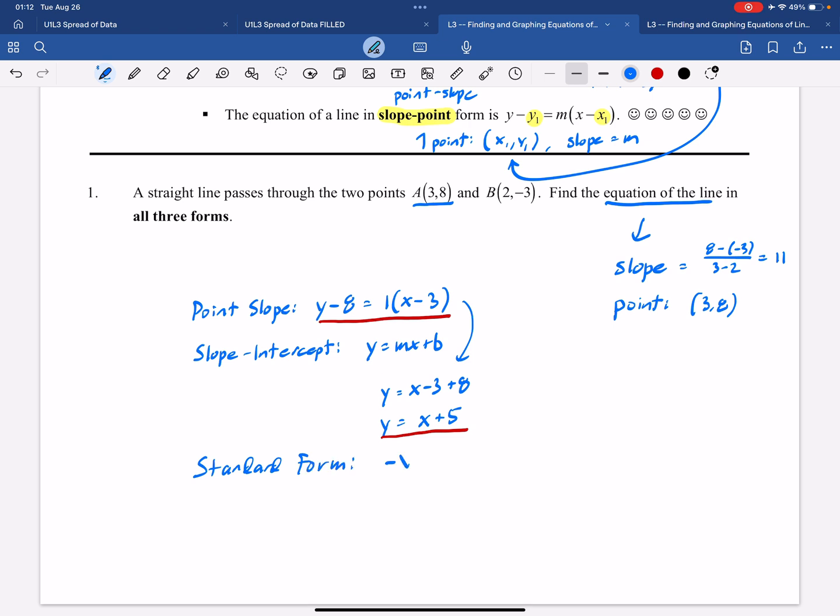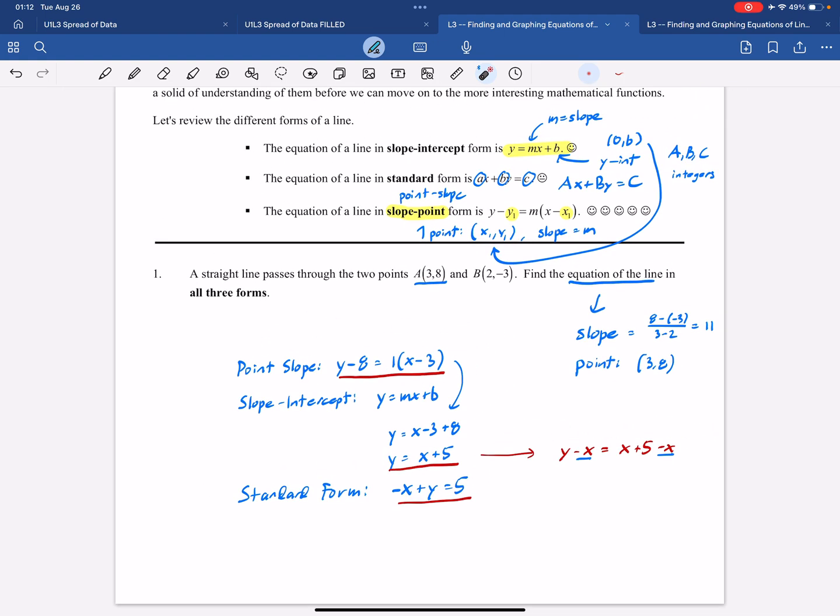is gonna be negative x plus y equals 5, okay? And all I did is I took this and I subtracted x. Okay, that might be maybe more confusing the way I did it, but I basically just subtracted x from both sides. And then the convention for standard form is you have the x term first, the y term second, and then the constant term on the right. Okay, easy.